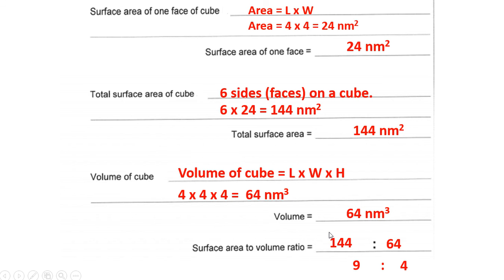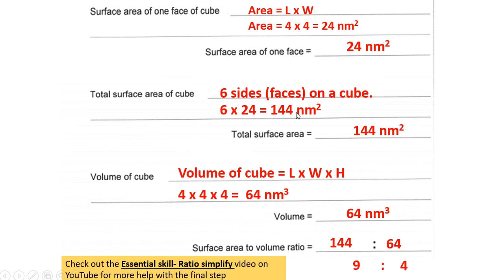To get the simplified ratios, we've got to think what's the greatest common factor that goes into both of these numbers. You can check out the Essential Skills ratio simplify video on YouTube for a little bit more help on this final simplifying ratios step, or you can find the video on 999 Maths.